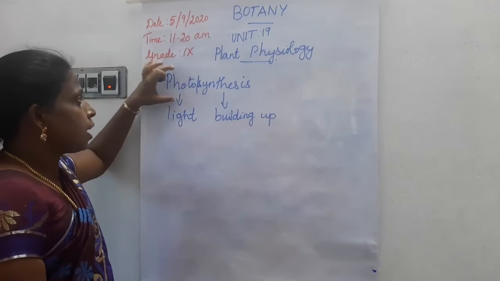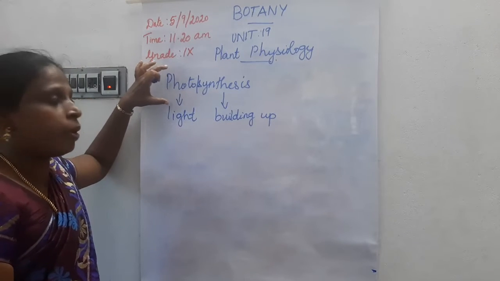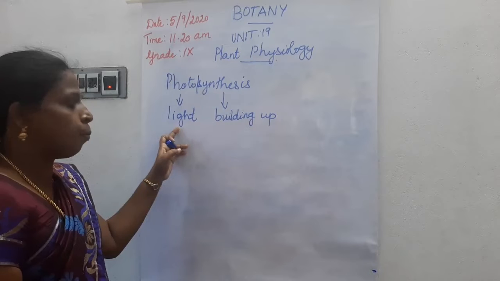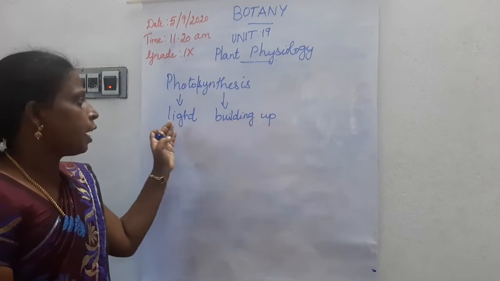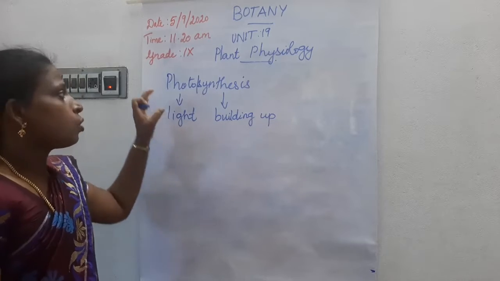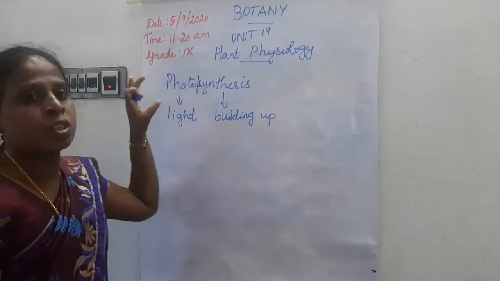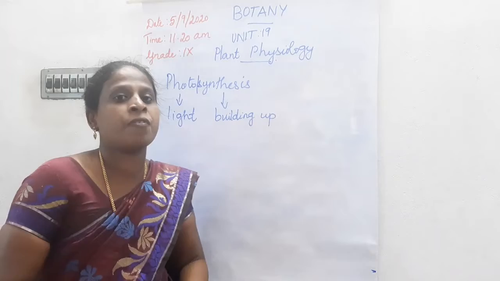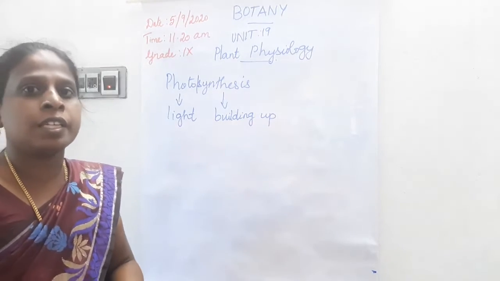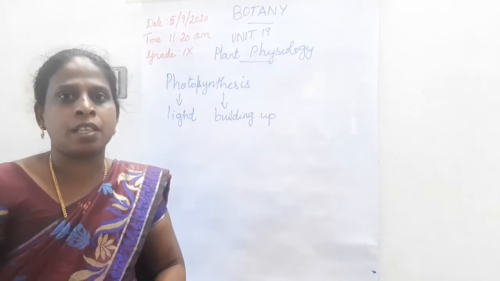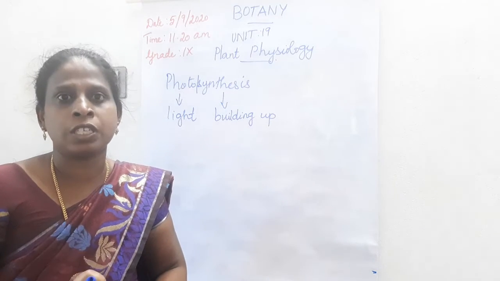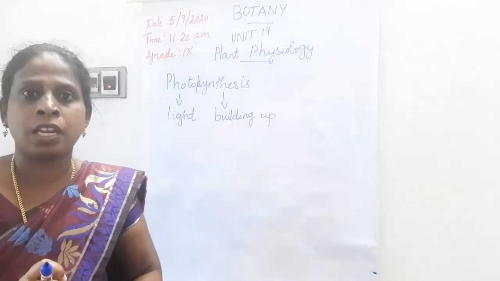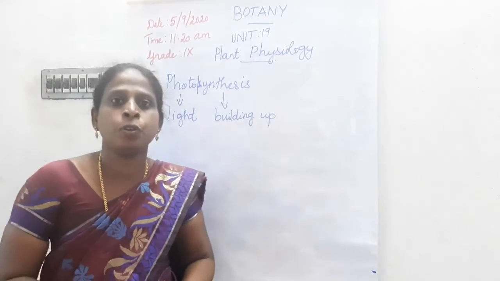So photosynthesis literally means building up with the help of light. Photosynthesis is a physiological process. It takes place in the green plants. The green plants have an autotrophic mode of nutrition.